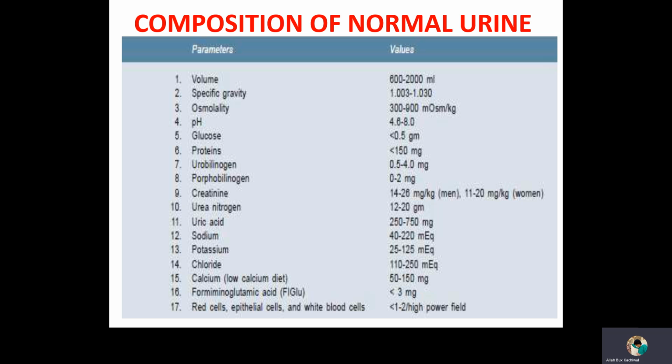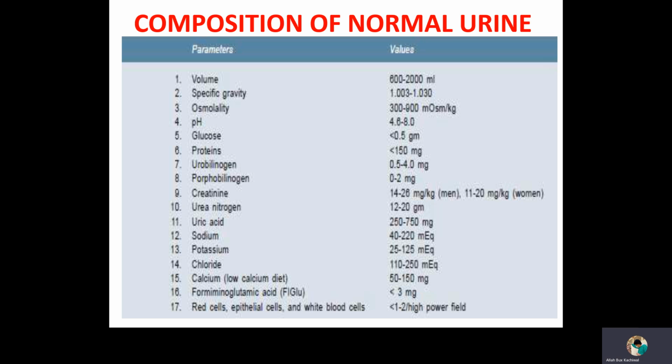Glucose is 0.5 grams, protein is 150 mg, whereas urobilinogen is 0.5 to 4 mg. Porphobilinogen is 0 to 2 mg, whereas creatinine is 14 to 26 mg per kg in a man, or 11 to 20 mg per kg in a woman. Urea nitrogen is 12 to 20 grams, whereas uric acid is 250 to 750 mg, whereas sodium is 40 to 220.